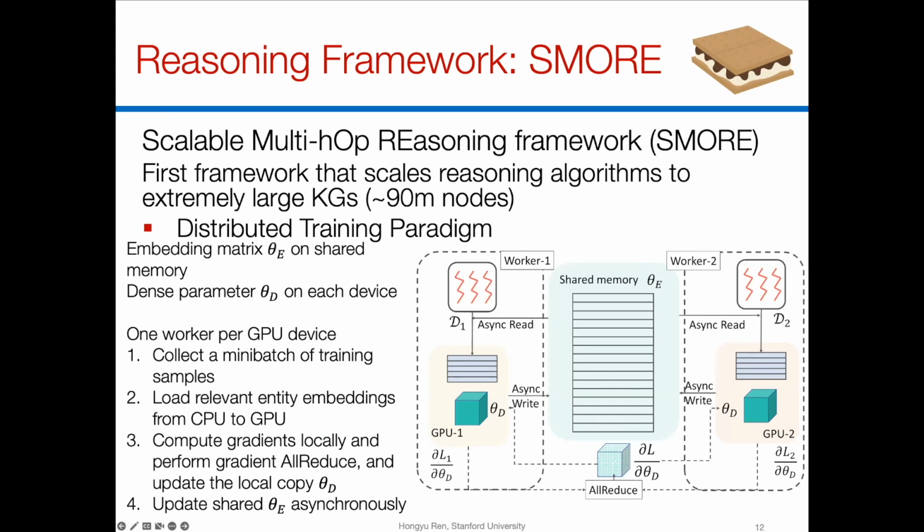And for the sparse embedding matrix, you update the shared embedding matrix in an asynchronized manner. And for the dense parameters, we do an all reduce for the gradient and update in a synchronized version. So overall, we introduce Smore, which is the first framework that scales all these multi-hop neural reasoning algorithms to extremely large knowledge bases.